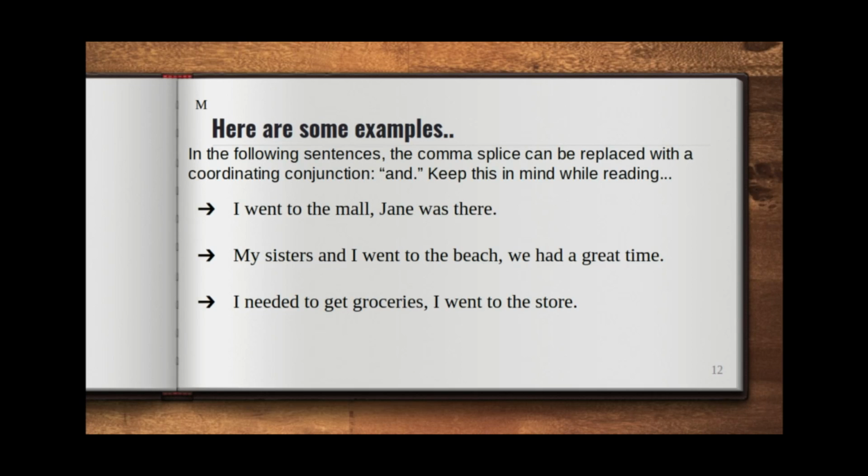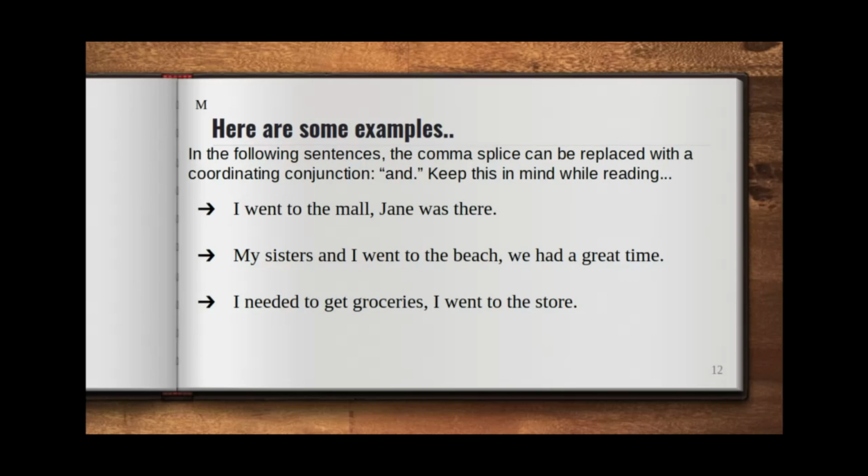Here we have 3 examples for the comma splices. Keep in mind while reading the 3 examples that the comma can change for a coordinating conjunction such as "and." I went to the mall, Jane was there. We could switch that up as I went to the mall and Jane was there. Next sentence is my sisters and I went to the beach, we had a great time. Again, my sisters and I went to the beach and we had a great time.